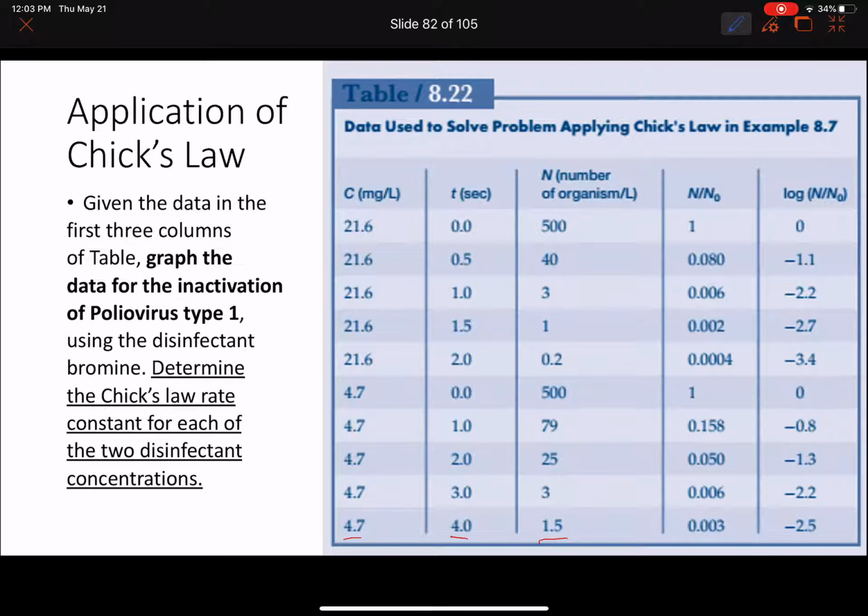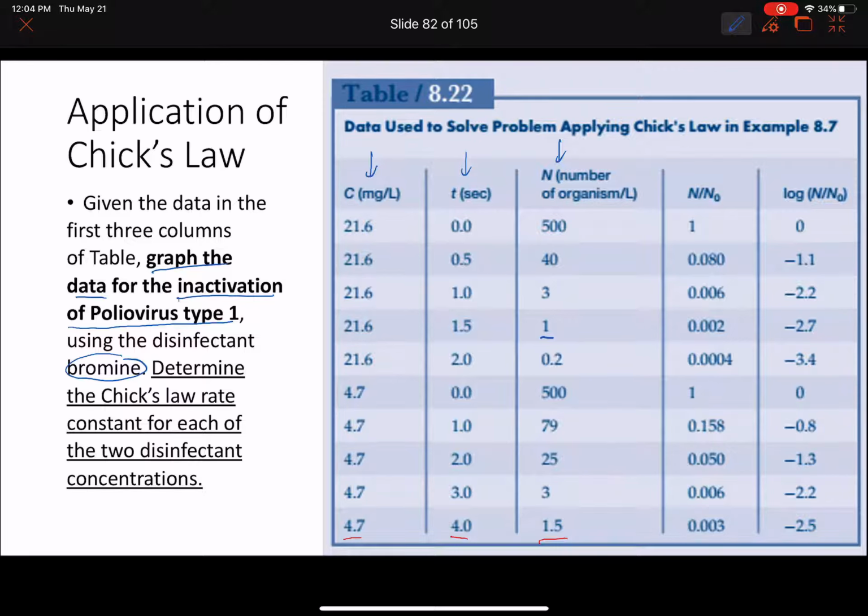So we have the data in the first three columns. These should be given. And this is the concentration of the disinfectant. Here, they want to graph the data for the inactivation of the poliovirus type 1. So we are inactivating poliovirus type 1. Using what? Using the disinfectant bromine. And he wants to determine the Chick's law rate constant for each of the two disinfectant concentrations.